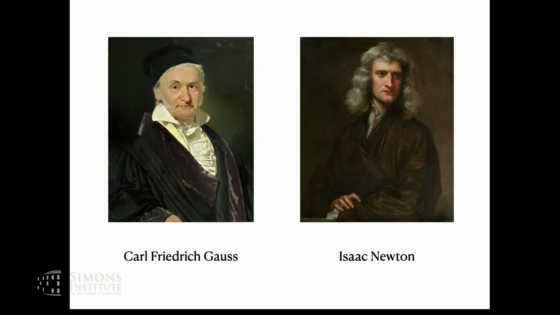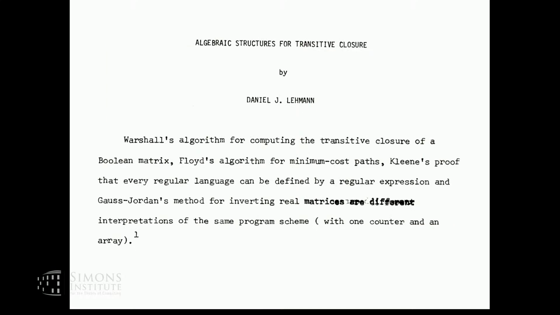But we're going to use math to do some magic to make it faster, and we're going to get help from two of our old friends, Gauss and Newton. This is also from the really beautiful paper from Lehman. I really like the first paragraph, so I'm going to read it quickly. He said that Warshall's algorithm for computing the transitive closure of a Boolean matrix, Floyd's algorithm for minimum cost path, Kleene's proof that every regular language can be defined by a regular expression, and Gauss-Jordan's method for inverting real matrices are the same thing.